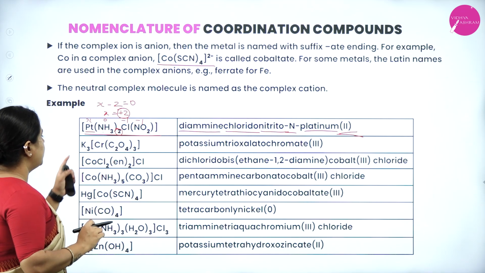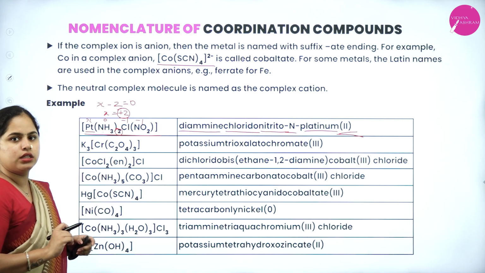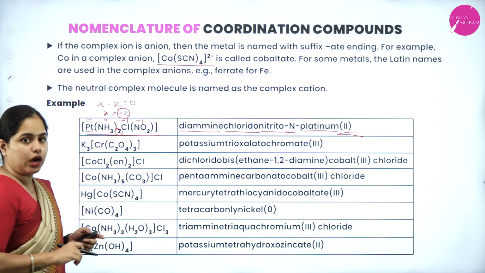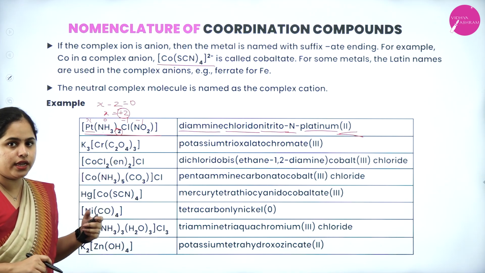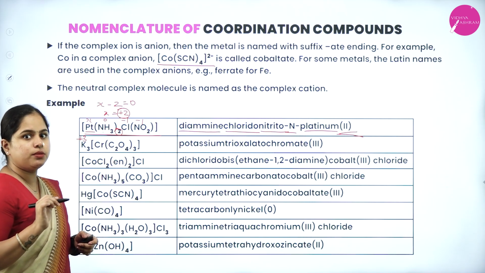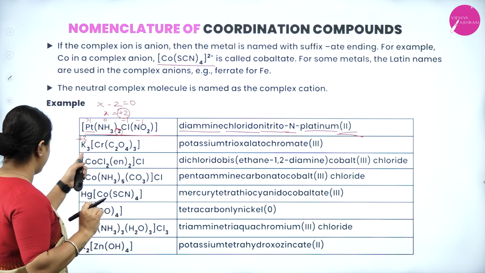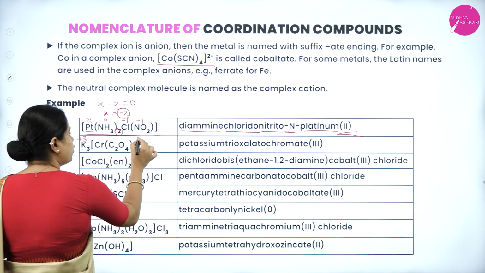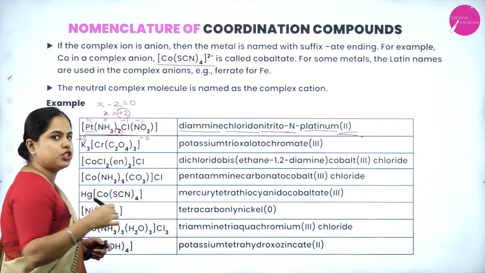Moving on to the next one, K3[Cr(C2O4)3]. Okay, so in this case there is a counter ion. So of course we have to calculate the oxidation number here. Each potassium will contribute +1 charge. How many are there? There are 3. So of course the coordination sphere will get a charge of -3.